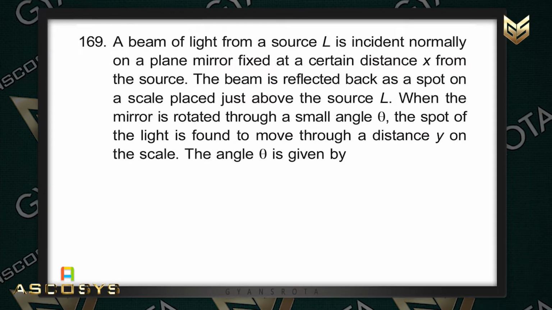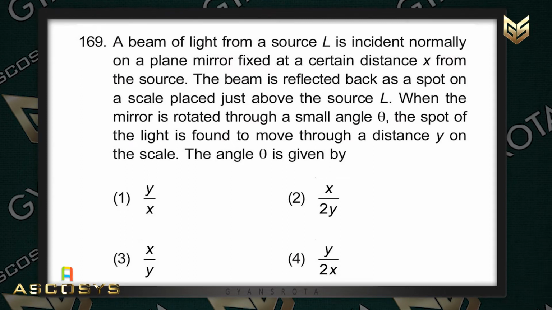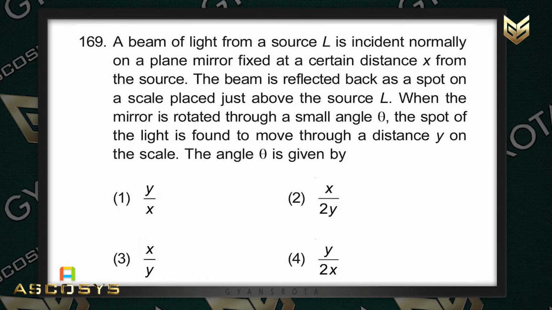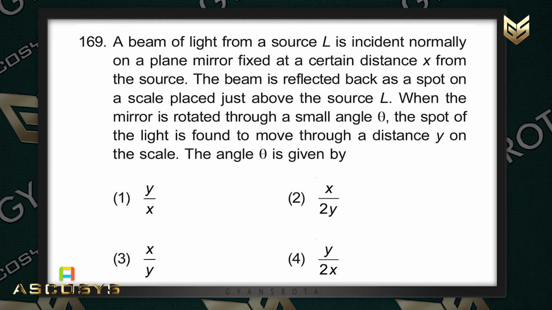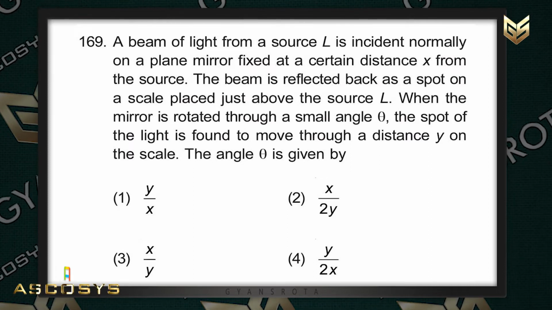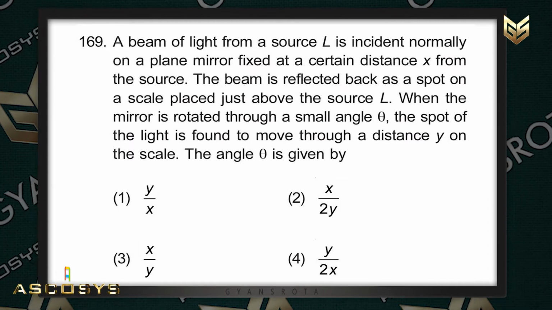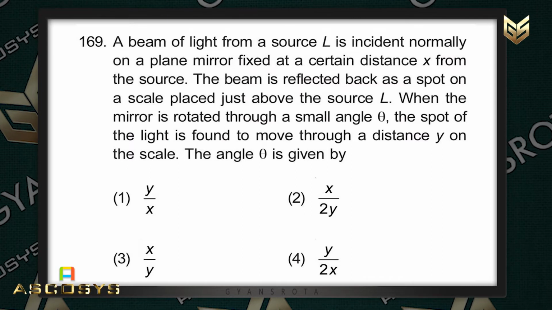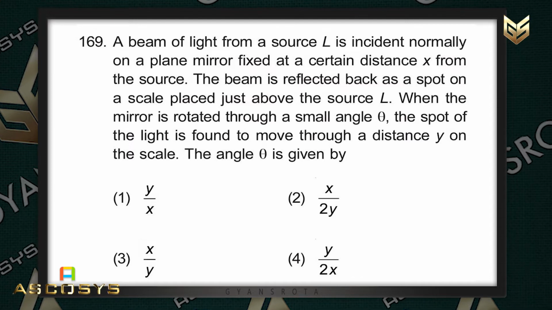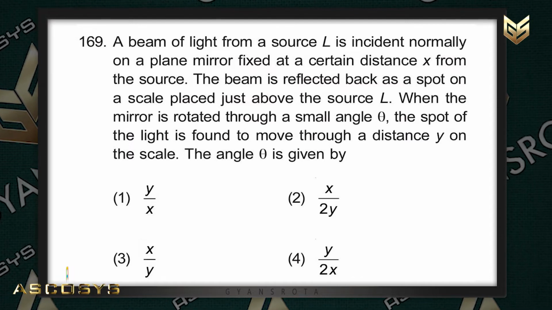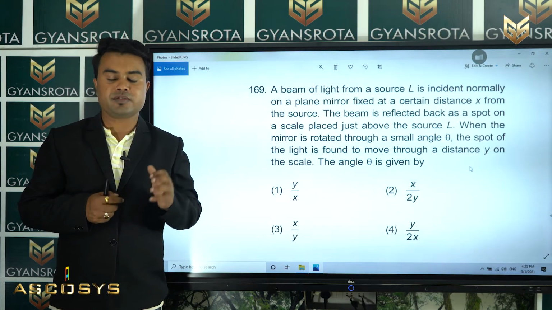A beam of light from a source L is incident normally on a plane mirror fixed at a certain distance x from the source. The beam is reflected back as a spot on a scale placed just below the source L. When the mirror is rotated through a small angle theta, the spot of the light is found to move through a distance y on the scale. The angle theta will be given by. Now you need to understand the question first nicely. This is from the chapter optics.